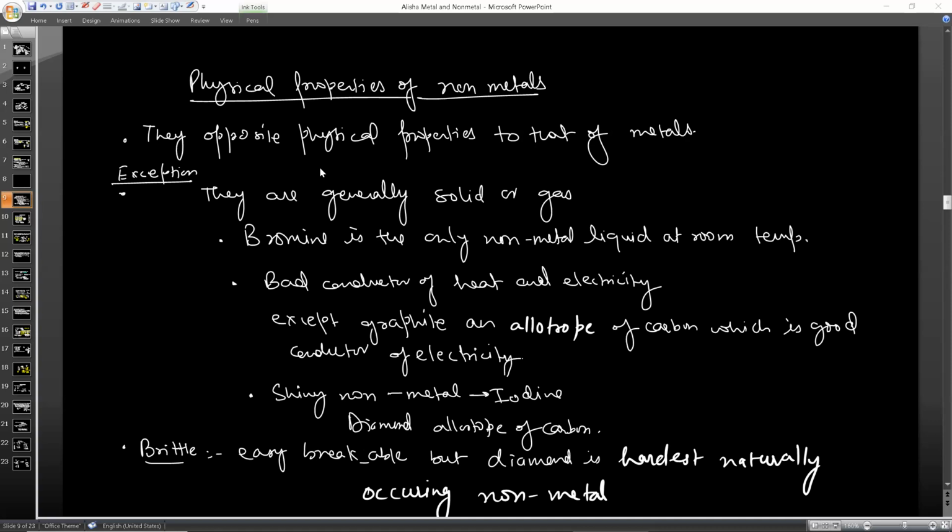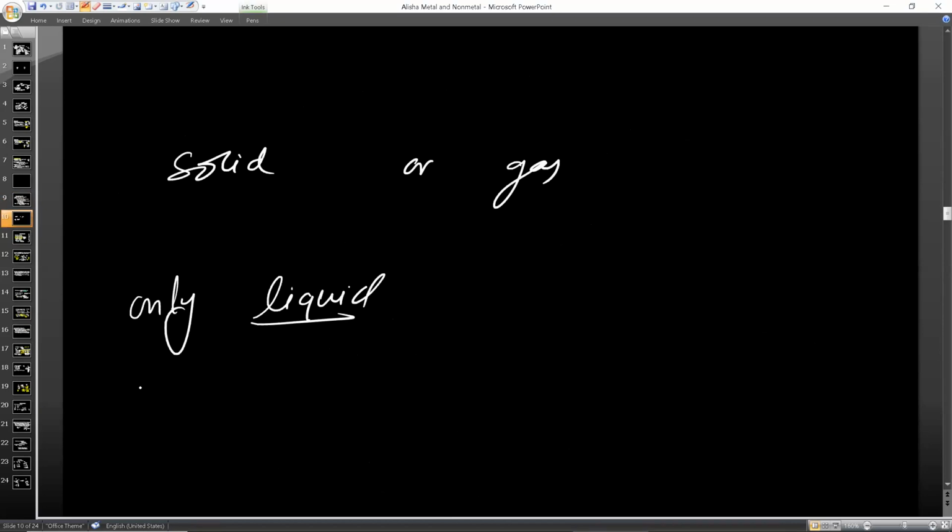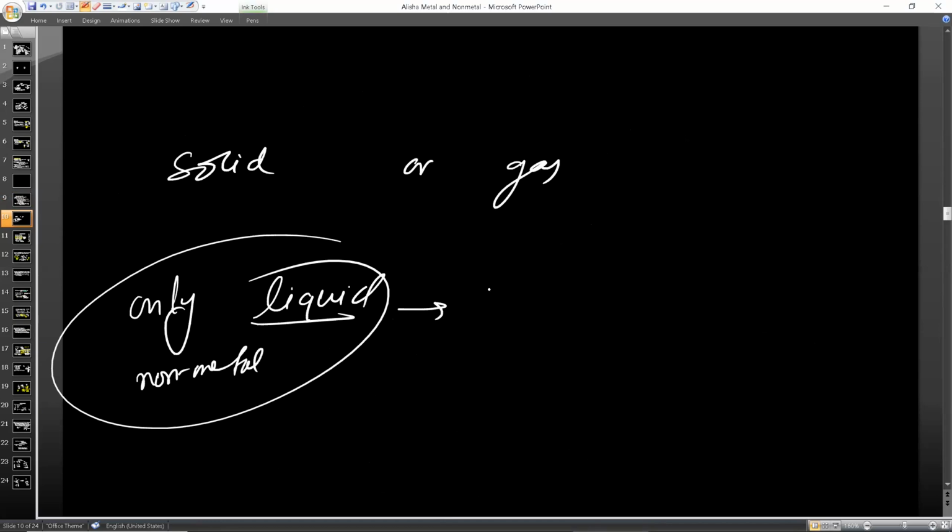But here, if I'm talking about non-metals, non-metals are either solid or gas. But the only non-metal that is liquid at room temperature is bromine. Bromine is the only non-metal that is liquid at room temperature.